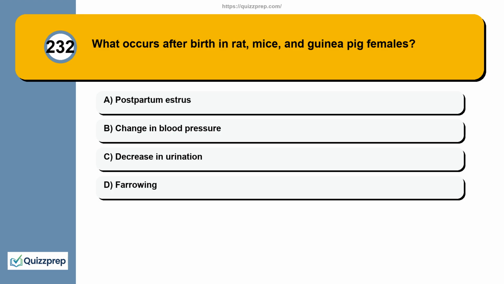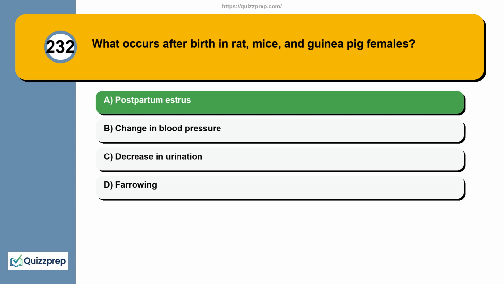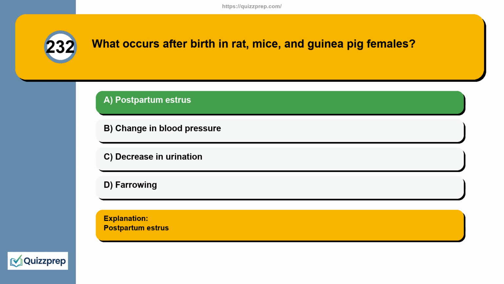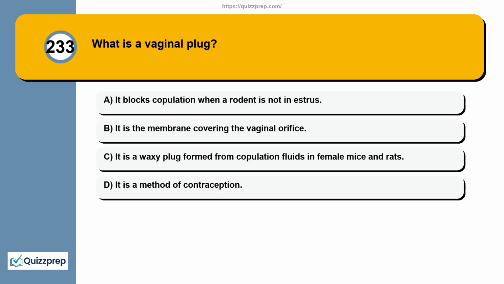Question 232. What occurs after birth in rat, mice, and guinea pig females? Option A. Postpartum estrus. Option B. Change in blood pressure. Option C. Decrease in urination. Option D. Farrowing. The correct answer is option A. Postpartum estrus.